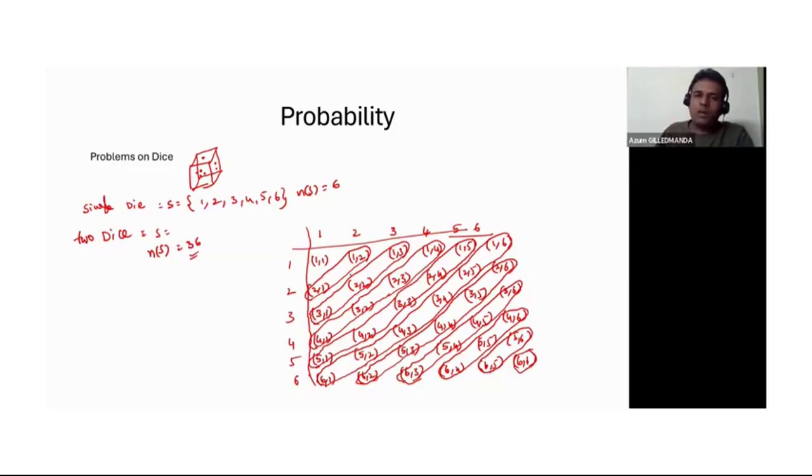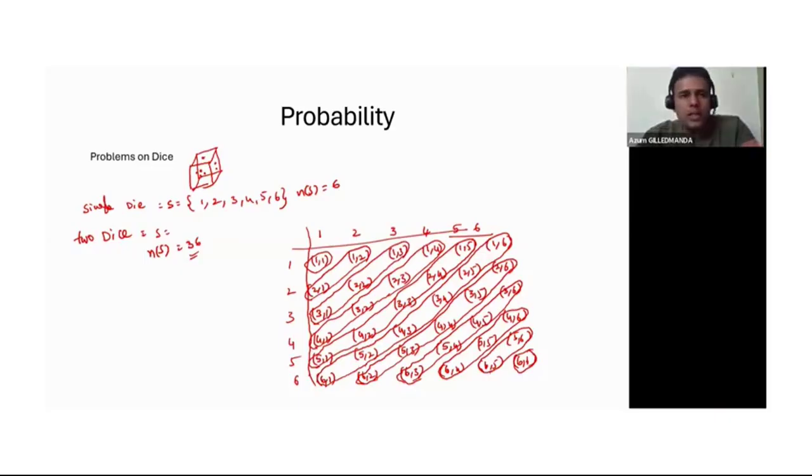Getting a sum of 2 is one possibility. Getting a sum of 12 is one possibility. And the remaining you can see here. If you put it diagonally, you can count the different combinations. So that's why I taught you this table. This table is very important and you can solve any problem on dice. If 2 dice are thrown, whatever the problem they can give, you can solve using this table.